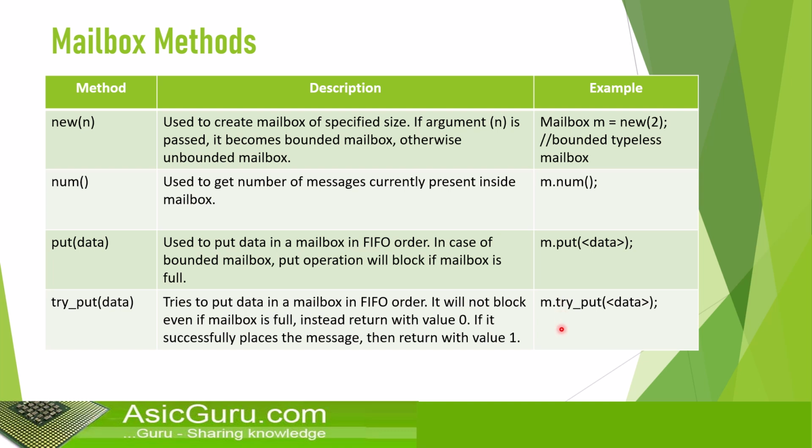Next we have try put. This is a non-blocking version of put. So it tries to put data into the mailbox. If successful, it returns 1. If the mailbox is full, then it returns 0 without blocking the process. So this is a syntax for using the try put method. So these methods give us precise control over how data is managed and synchronized between different threads in System Verilog.